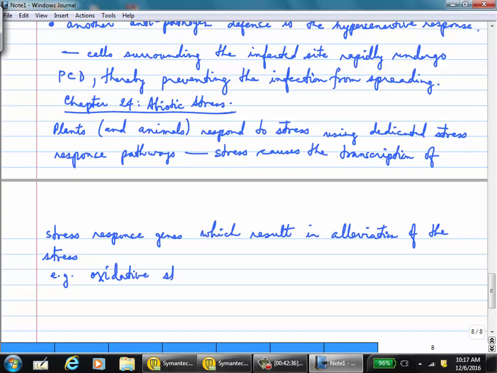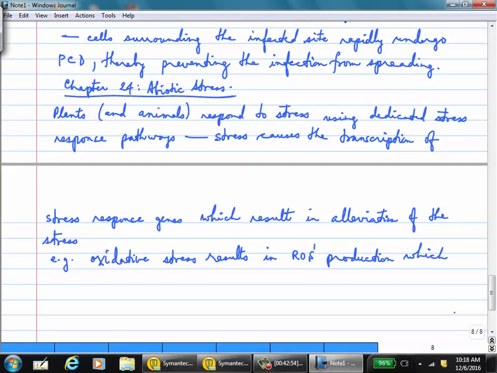So oxidative stress results in ROS, or reactive oxygen species, production, which activates the production of ROS scavengers. There are molecules that will basically take care of these ROS molecules before they can cause any harm. So oxidative stress results in ROS production, which activates ROS scavengers.